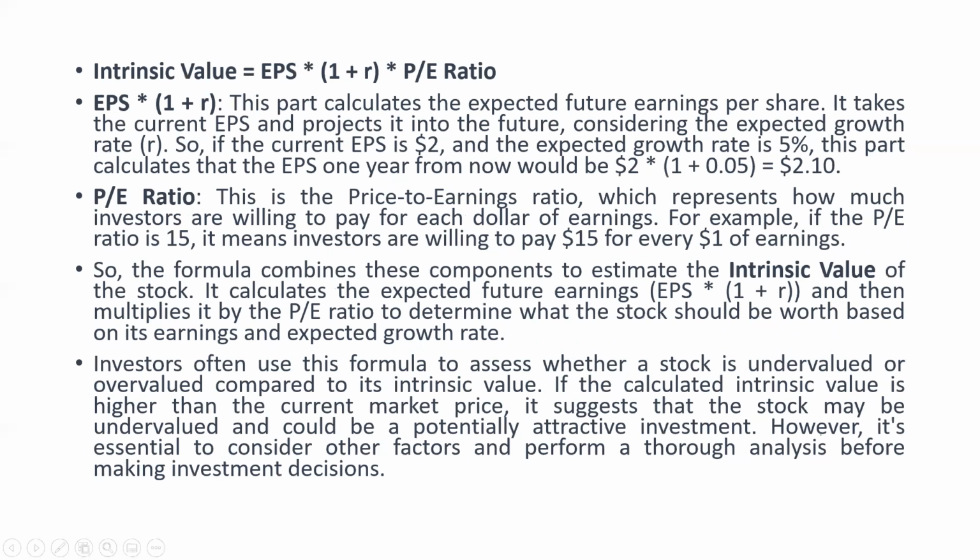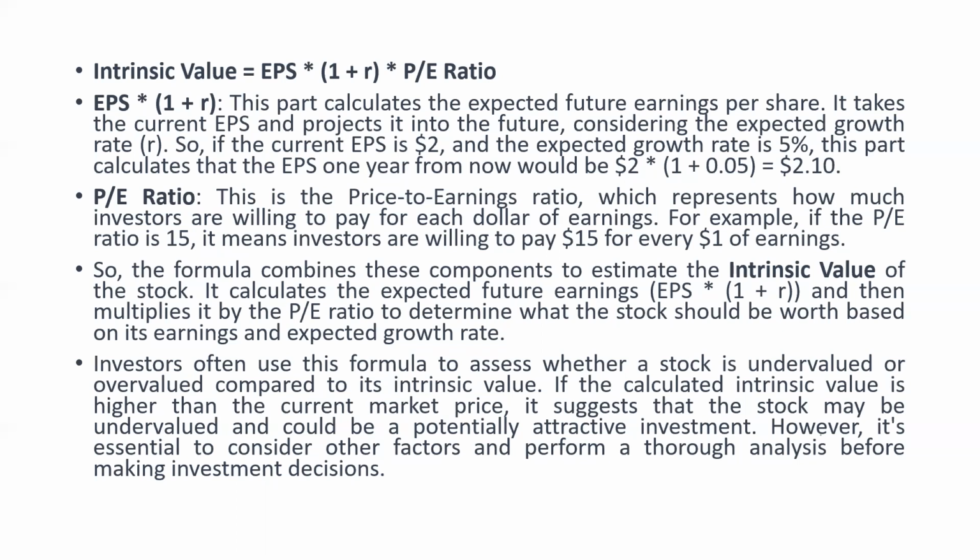As I mentioned in the formula, the intrinsic value is earnings per share multiplied by (1 plus R), meaning the growth rate, times the PE ratio. So this is the breakdown. This part calculates the expected future earnings per share. It takes the current earnings per share and projects it into the future, considering the expected growth rate, R. So if the current earnings per share is 2 and the expected growth rate is 5, this part calculates the EPS 1 year from now. That's the formula there.